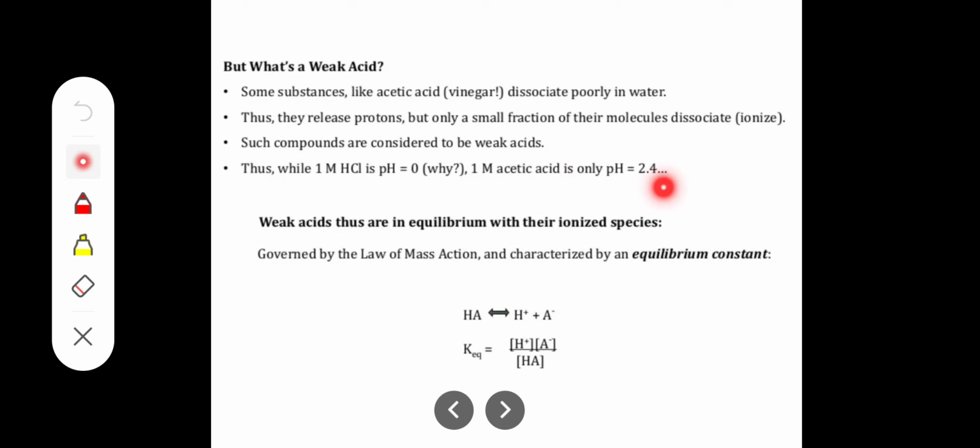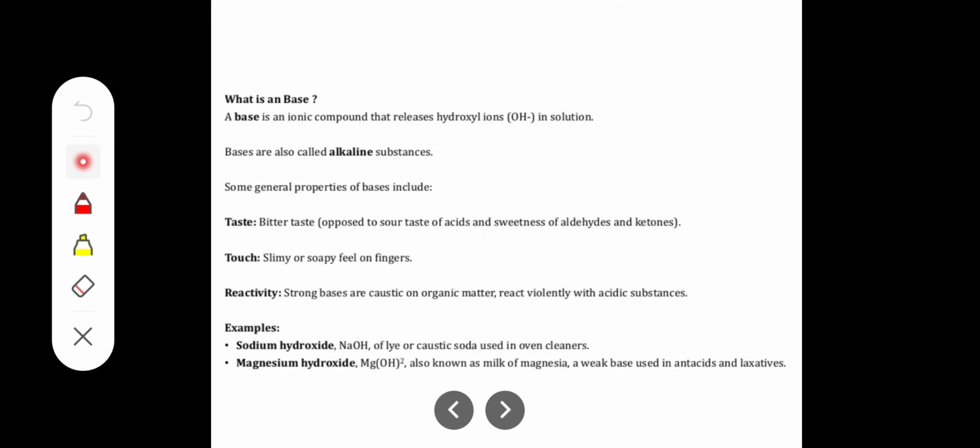It depends on the dissociation. Weak acids are thus in equilibrium with their ionized species, governed by the law of mass action and characterized by equilibrium constants. So HA gives H plus and A minus. K eq means the equilibrium, or dissociation, constant: H plus times A minus divided by HA. This is called the equilibrium constant. This may also be asked in the exam.